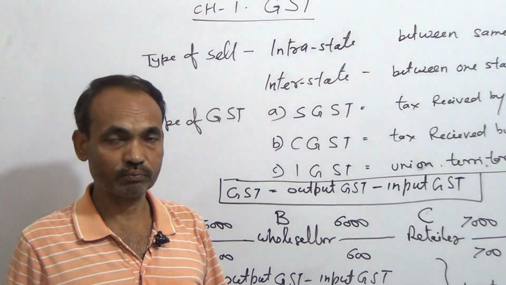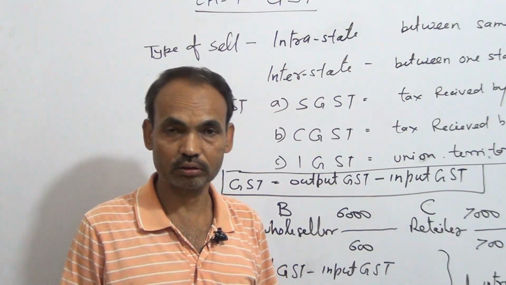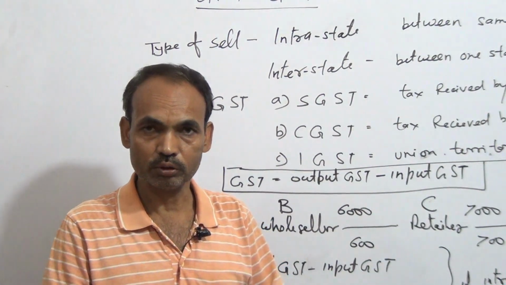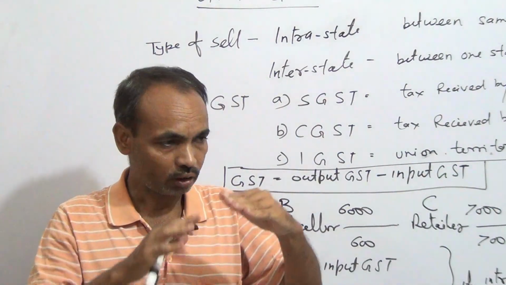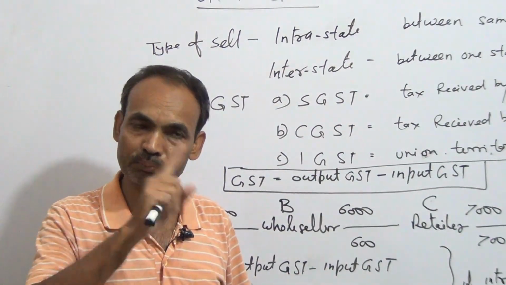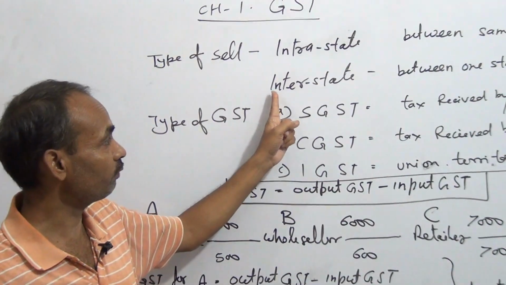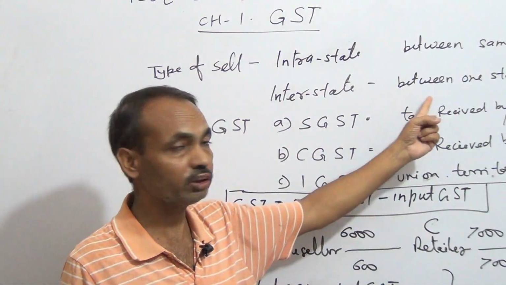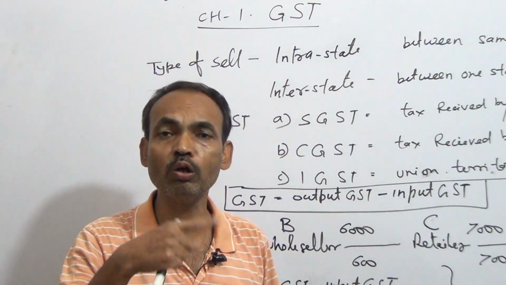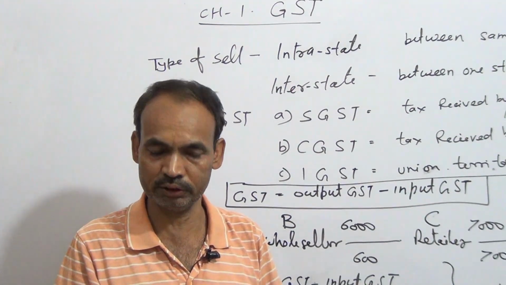One topic is important. In case of intra-state selling, the total GST collected is divided: 50% goes to the central government and 50% to the state government. But in case of interstate, between one state and another, 100% of the GST collected goes to the central government; the state government cannot get any type of GST.